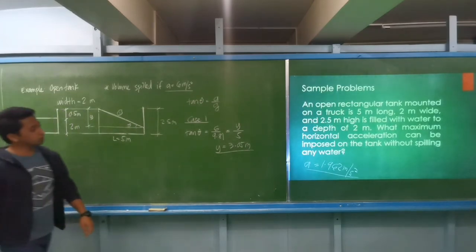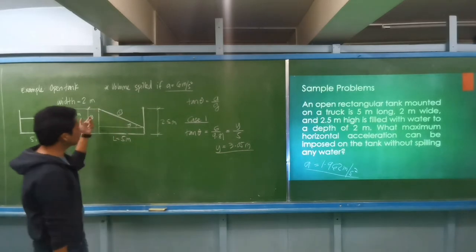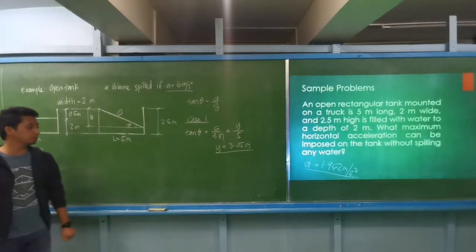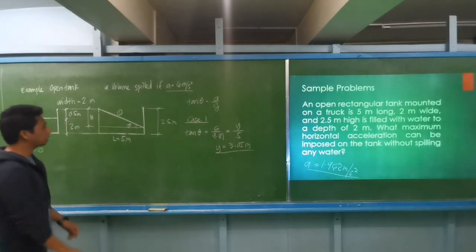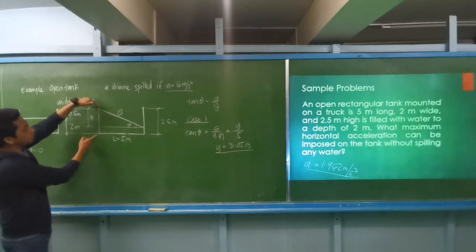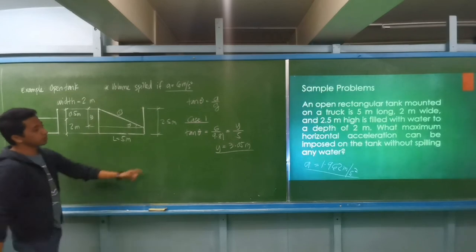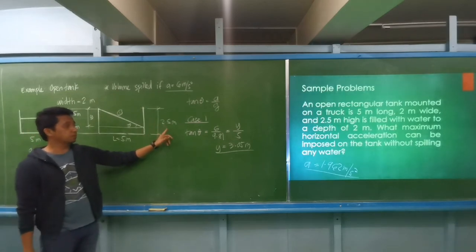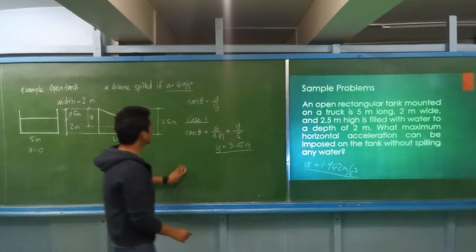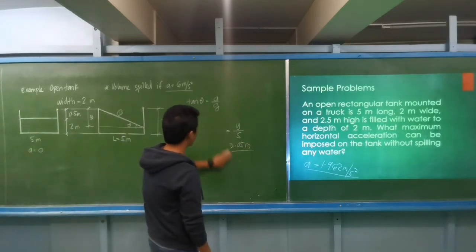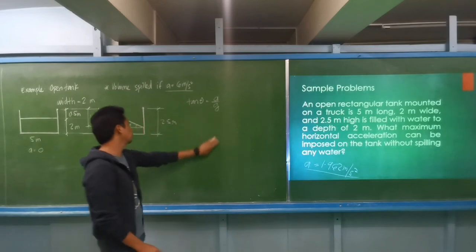So katanggap-tanggap ba yung height ng tubig daw sa likod? It is 3.05 meters, so obviously, no, it's not acceptable or unrealistic for a reason. The height of the tank is only 2.5 meters, which means the first assumption is wrong. So, wala nang tubig, or there's no water in contact with the front wall.